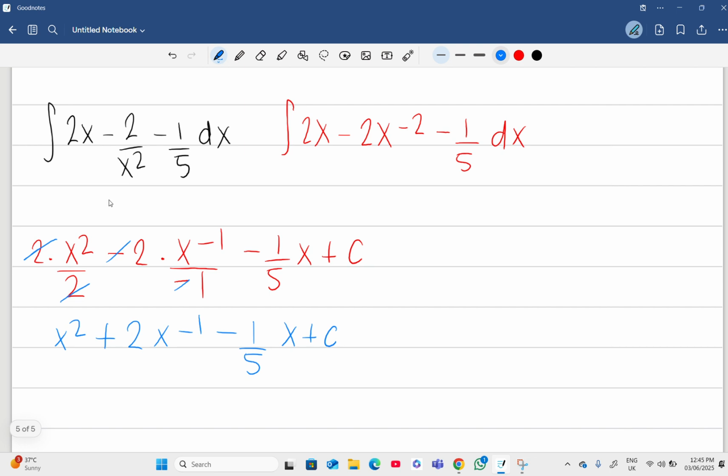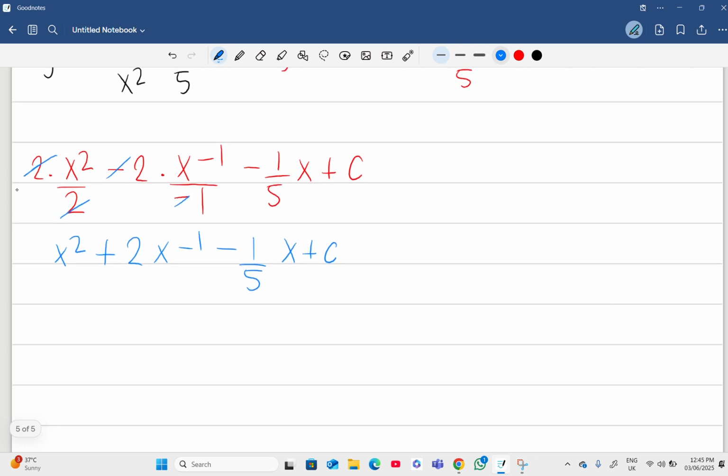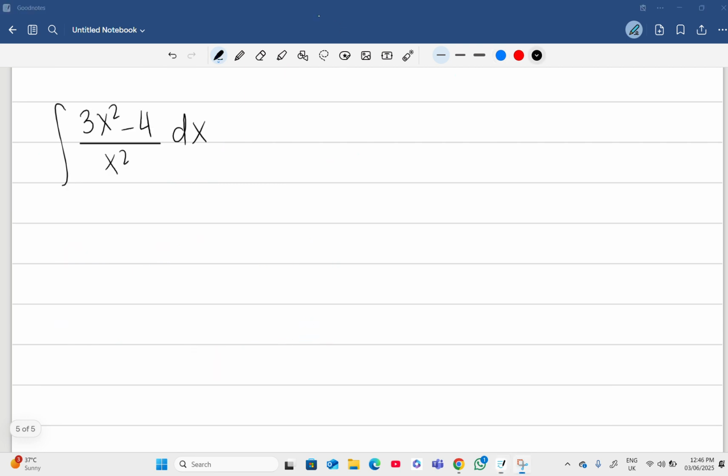This is correct, but we can just rewrite it in another way: x squared plus 2 over x. I took the power down so I can have a positive power, minus 1 over 5x plus c, and this is my final answer.